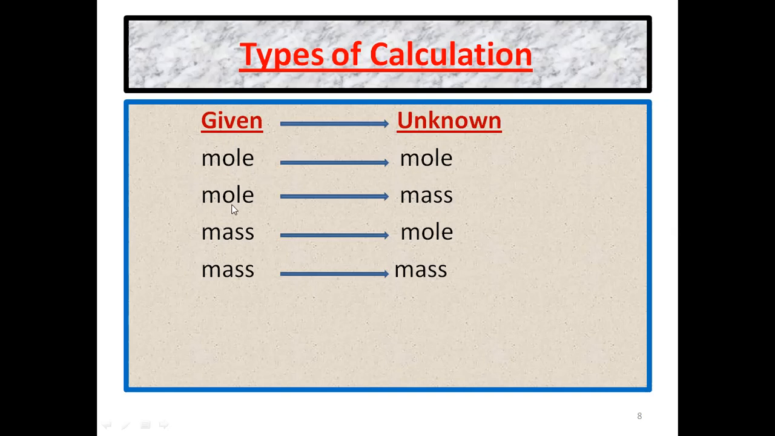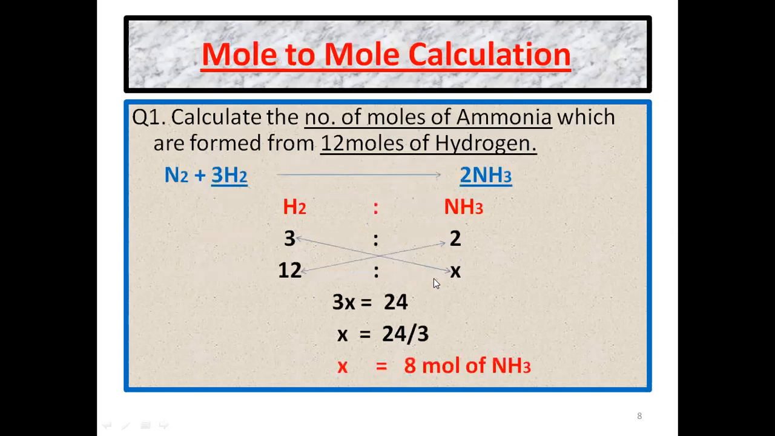In second calculation, if the moles of the substance is given and you have to find the mass of the other substance, and if the mass is given and you have to find the mole of the other substance, and in last calculation, if mass of the substance is given, then how can you find the mass of the other unknown substance? Let's see the first example, first type of the calculation, having mole to mole calculation. How can you find mole from the given moles?